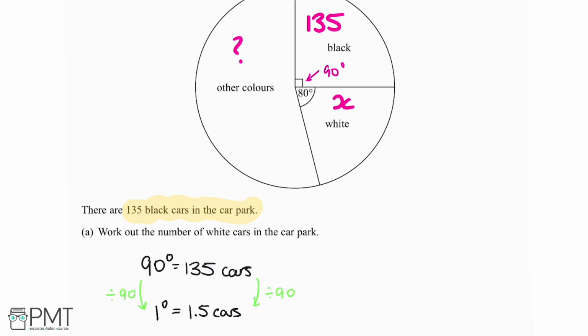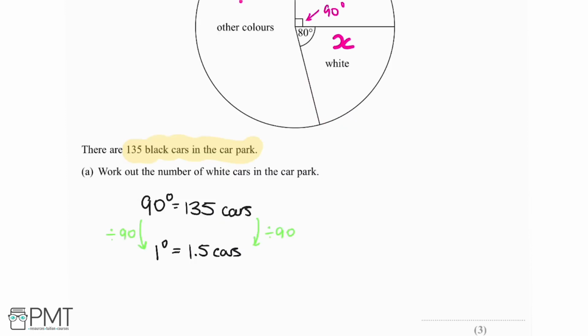So we'll work out the number of white cars in the car park, and we can see that that's represented by 80 degrees. So getting from 1 degree to 80 degrees, we're going to multiply by 80. So if we do that to this side as well, 80 degrees is 120 cars. And that's our final answer, 120 white cars in the car park.